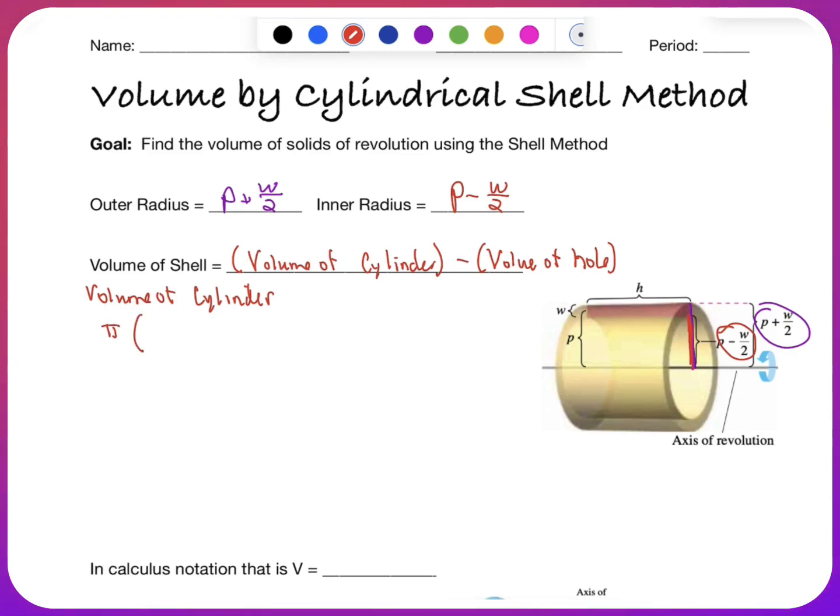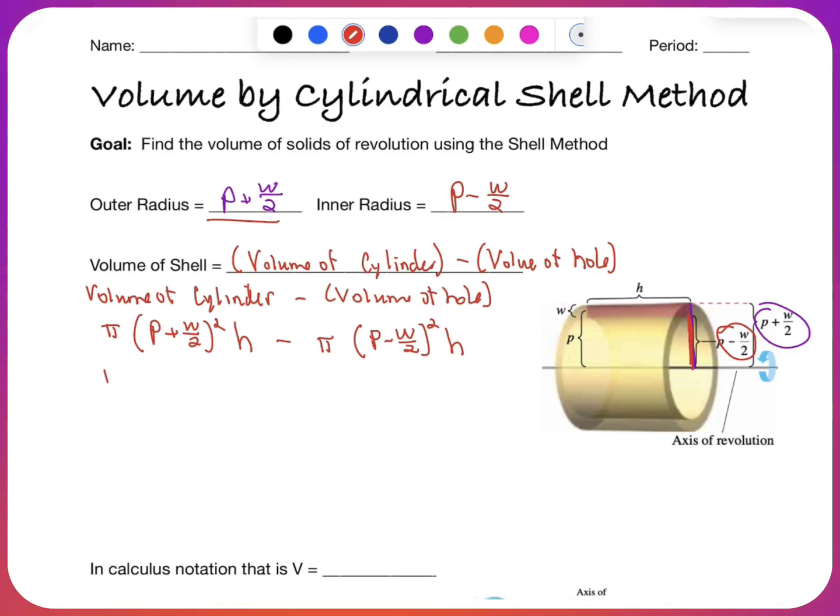So the volume of the cylinder, remember, is pi r squared, that's the formula of the base, times the height, in this case h, because that's the volume of the cylinder. Now we're going to minus the volume of the hole, and the volume of the hole is another cylinder, so that's going to be pi r squared h. So pi times our radius, but our radius is P minus W over 2, squared, times h.